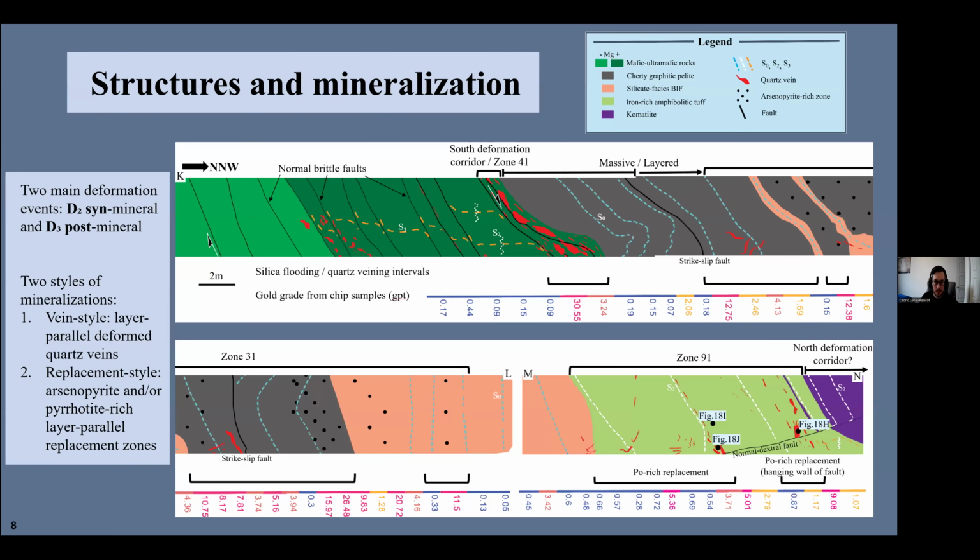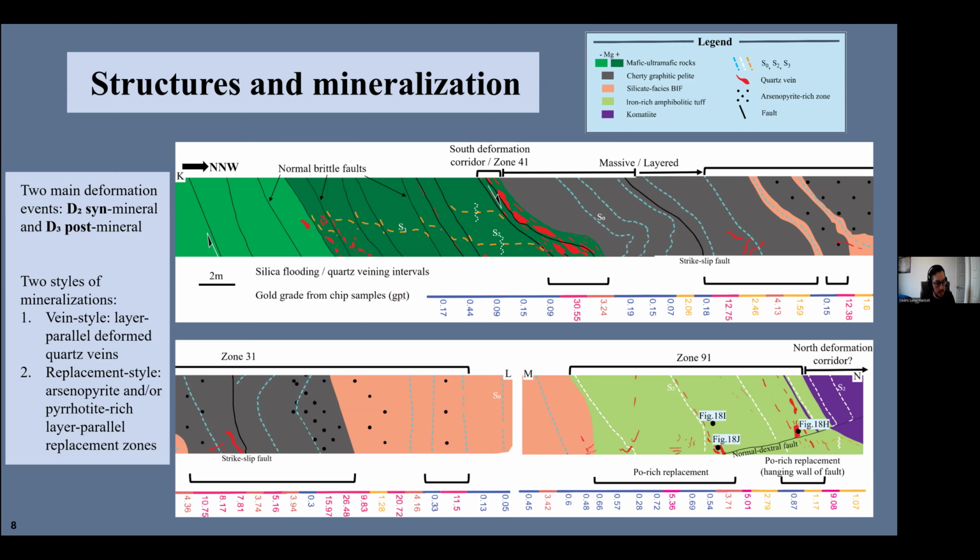In terms of structures and mineralization, we have two main deformation events at Amaruq. The main one is D2. It's a syn-mineral event, so it's the event that brought the mineralization. It's the main event at Amaruq. And we also have D3, which is a post-mineral event. It passively reworked the mineralization zones and the lithologies by folding them, faulting them, etc.